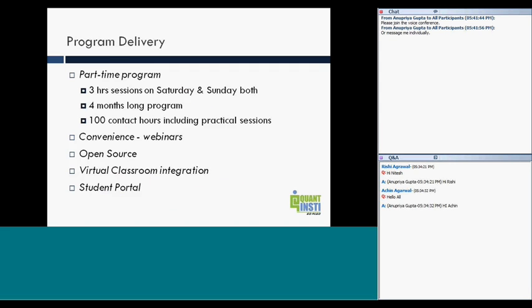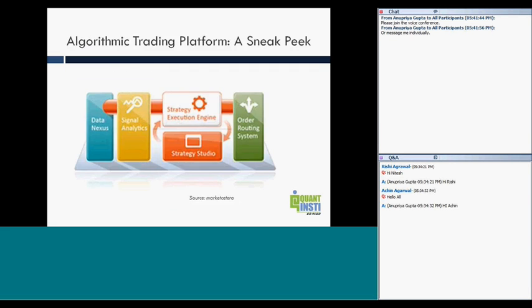Okay, so enough about the course. Now back to algorithmic trading. So, the algorithmic trading platform. This is just to give you a brief idea about how it looks. There are three primary parts to any algorithmic trading platform: the market data adapter, the CEP engine, and order routing. Let me tell you what they are.